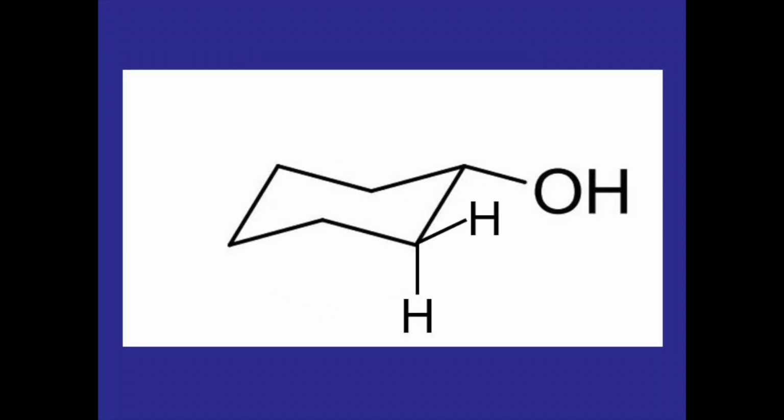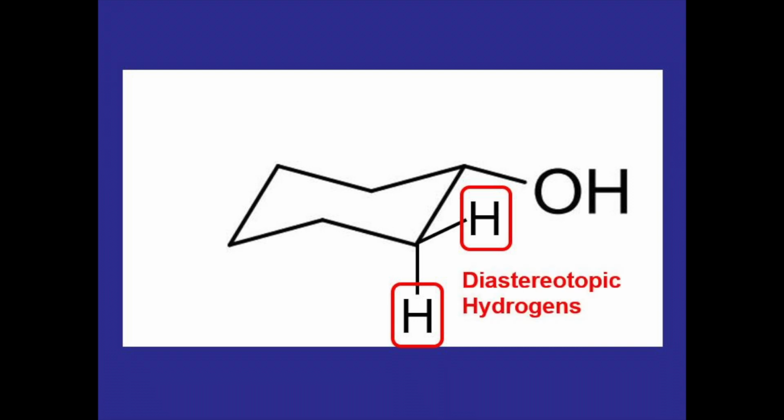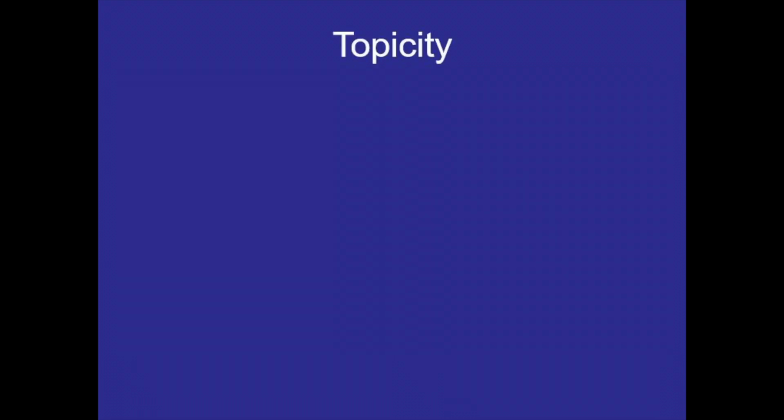We can also look at this compound in the chair conformation and see the same thing, that these two hydrogens are not in the same chemical environment and therefore would not be equivalent, so we call them diastereotopic hydrogens. Now, before further analyzing any other hydrogens, I wanted to go over some topicity terms that will be useful while going over this. I'll start with diastereotopic hydrogens, since that's already come up.